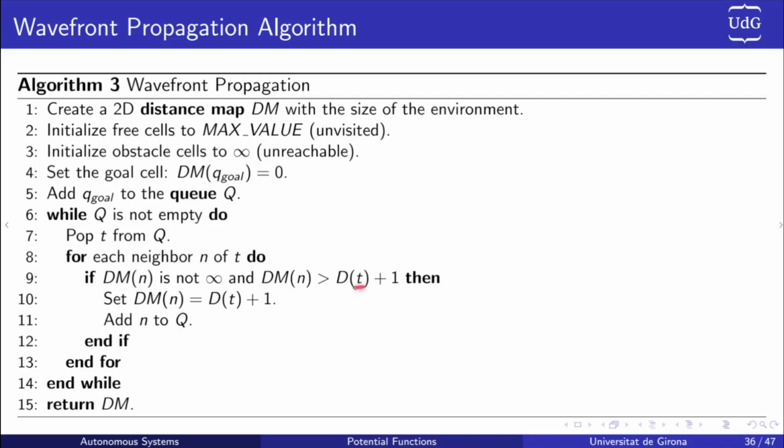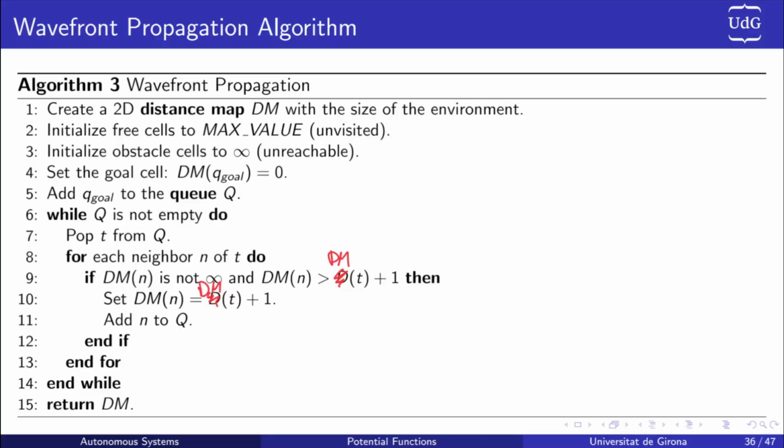Sorry, this is DM, I see it now. When I changed it, I forgot to change this one. If you are able to reach cell T with the distance specified here, then you should be able to reach cell N with this distance plus 1. Therefore, if this value is bigger than that, you don't want this value. You want to replace it by this new value. Again, this is DM, always typos. I will check that later in the slides.